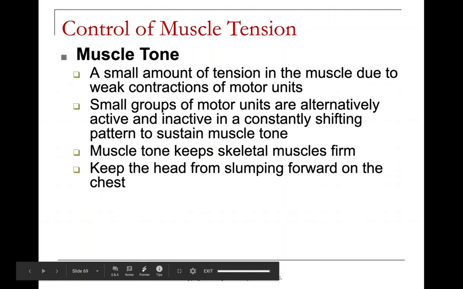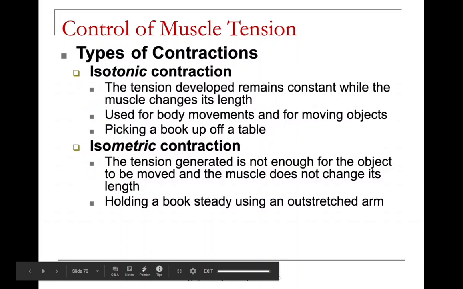A small amount of muscle tension is in the muscles due to weak contraction of the motor units. So what you'll see is small groups of motor units are alternately active and inactive, constantly shifting the pattern. Muscle tone keeps the skeletal muscles firm. It helps to keep the head from slumping forward on the chest as well.